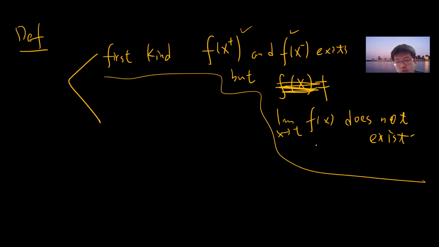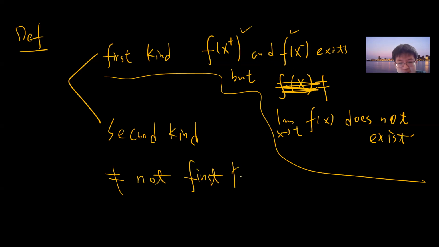Actually there are only two cases here. The case is that they are different, and then definitely the limit does not exist. There is also the case that they are the same, but maybe f(x) is not defined at that point. And the second kind means not the first kind.